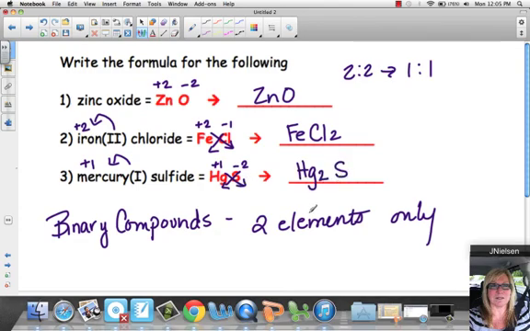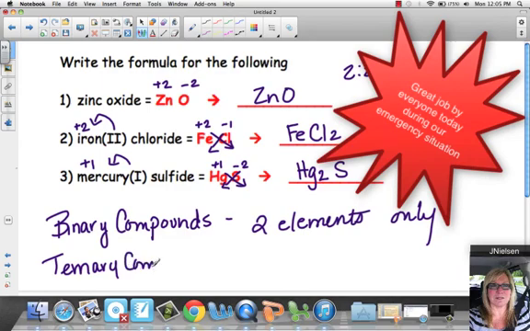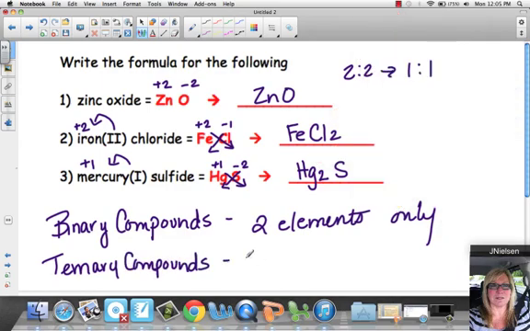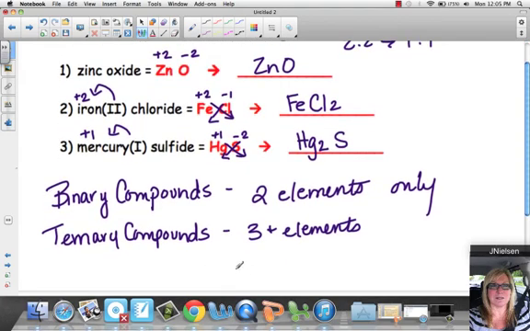Just so you know, a ternary compound is 3 plus elements. So these would be ones that include our polyatomics. For example, MgSO4. That's an example of a ternary compound.